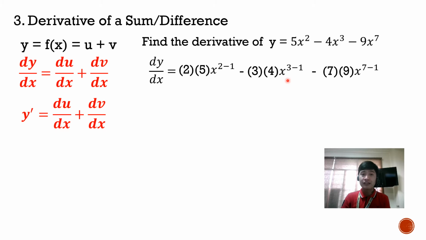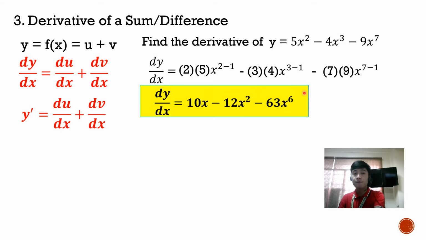Now, simplifying these three terms further, here it is. 2 times 5, that's 10. x raised to 2 minus 1, that's x. So the simplified form is 10x. Minus 3 times 4, that's 12. x raised to 3 minus 1, that's 2. Okay? And then, minus 7 times 9, that is 63. x raised to 6. So that is the derivative. That is how we illustrate the derivative of a sum or difference.